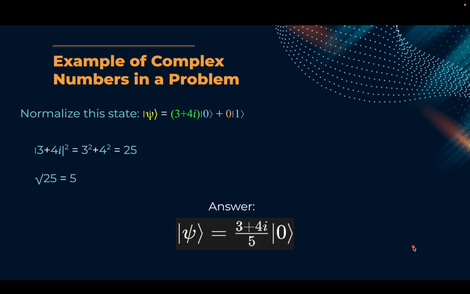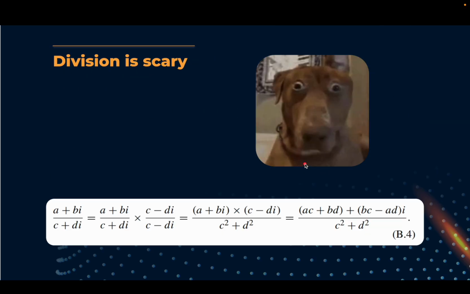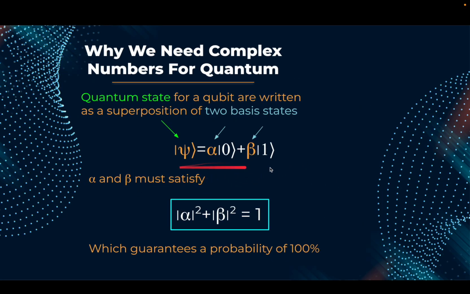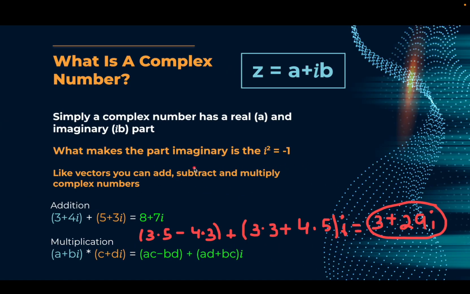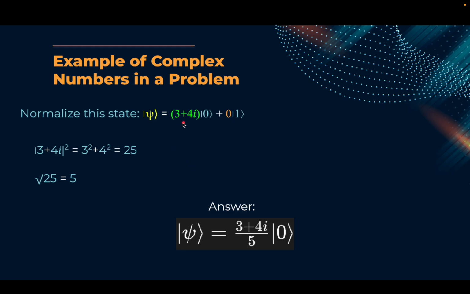So, an example of a complex number in a problem. Referring to how we write a quantum state, written here, this is alpha, right? 3 plus 4i. Beta is 0, so we can ignore this. So how would you normalize this quantum state?